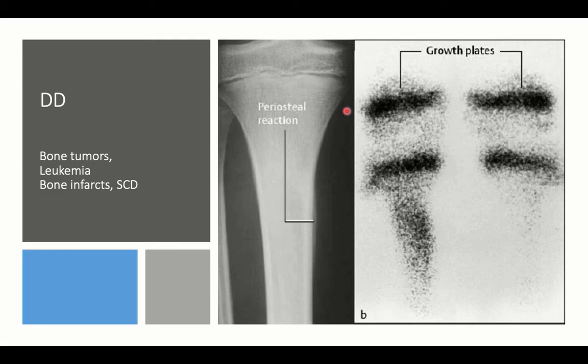This is a bone scan showing here the periosteal elevation, and here the high uptake of the technetium at the site of inflammation, coinciding with the periosteal elevation here. Differential diagnosis of bone pain and osteomyelitis include bone tumors. They are not uncommon in pediatric age group. Leukemia presenting with diffuse bone pains, and bone infarcts associated with sickle cell disease.